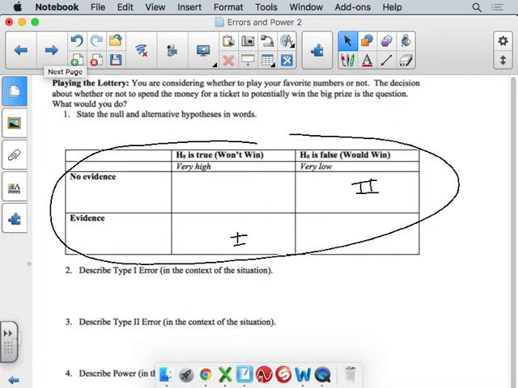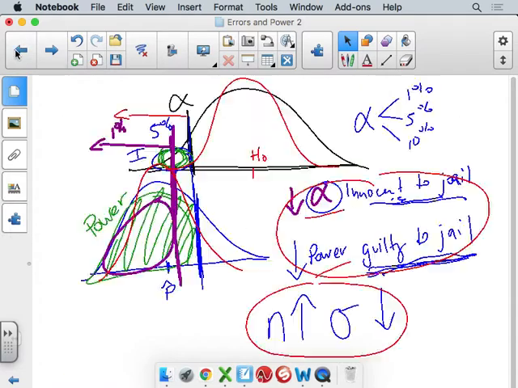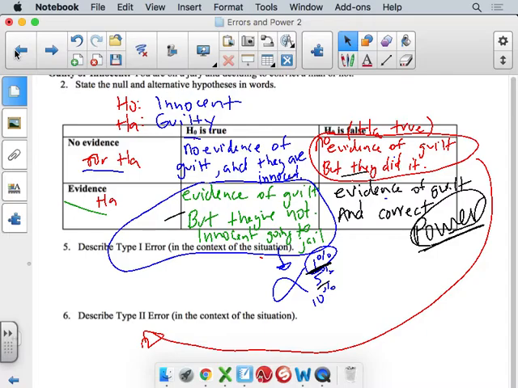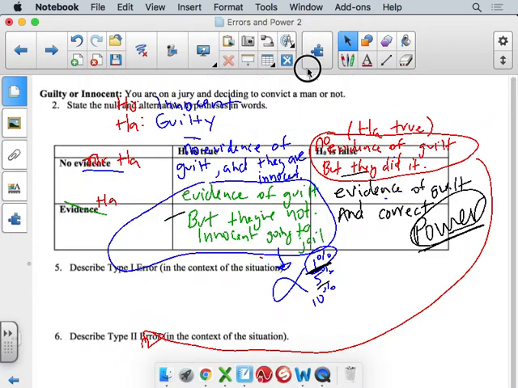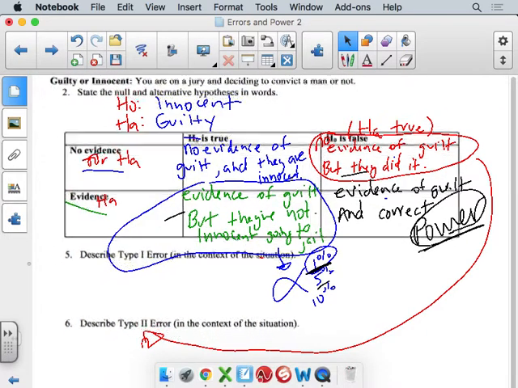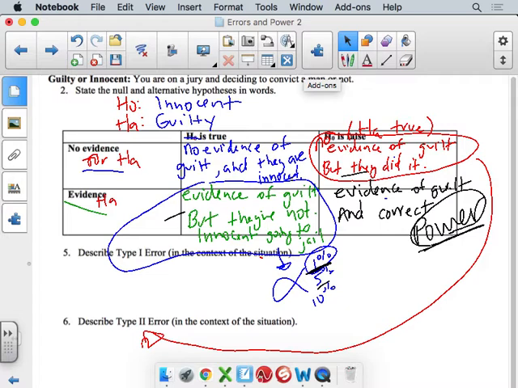Okay, so what I want y'all to do is number 1, 3, and 4. On the back side there's 2 others. I want you to put them into context. Tell me what the null and alternative is. Write it up top in words. Give me the graph. Tell me what's what. And just point out the difference.